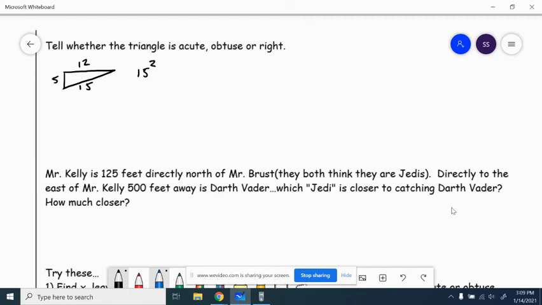15 has to be your c because it's the longest leg. So 15 squared is equal to 12 squared plus 5 squared. And let's see, 15 squared is 225 is equal to 144 plus 5 squared is 25. Add these together, we get 169 and 225. Okay, so if we're comparing these, the mouth wants to eat the bigger number. That means 225 is greater than a squared plus b squared. So this triangle is obtuse.